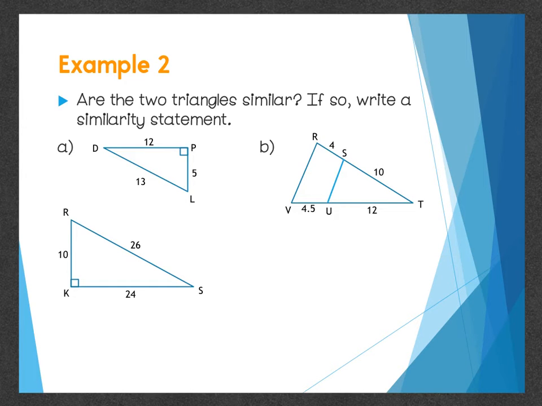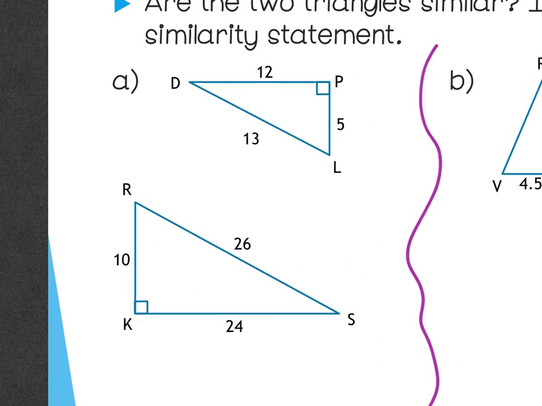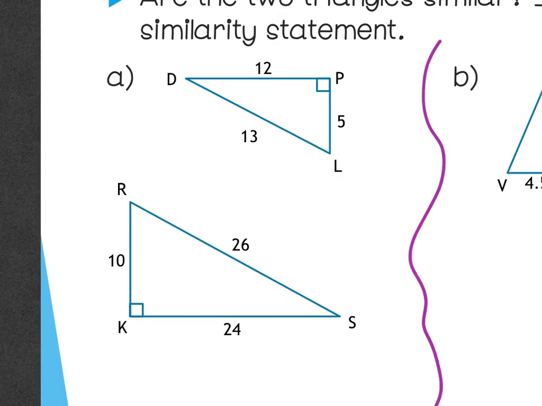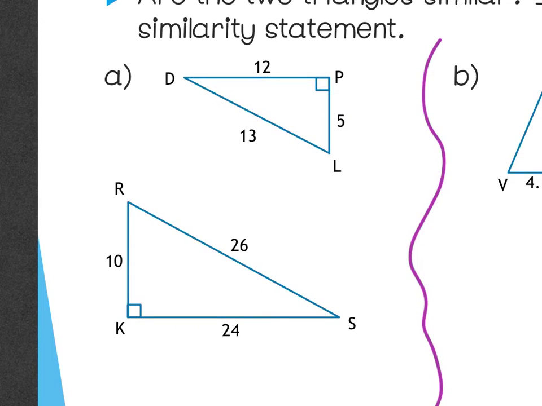Okay, now it says, are the two triangles similar? So it's still a yes, no in the beginning. But if it's a yes, write a similarity statement, which is which triangle is similar to which triangle. So let's look at A first. A gives you these two triangles. What can you do? So I can match up my sides. I have lengths on all three sides, right? So I can match up all three sides.